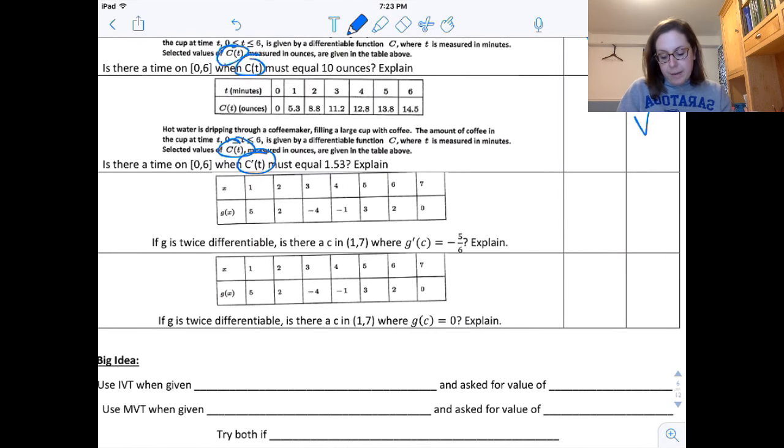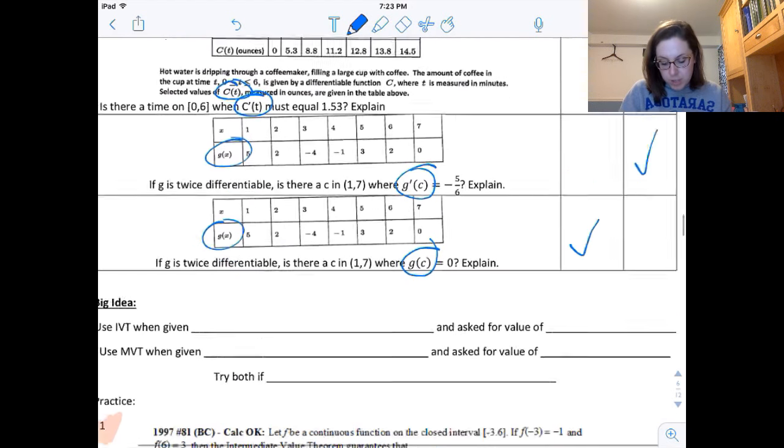Now on this one, I'm given G and I'm asked about G prime. So I see that I'm finding a rate of change, so differentiability, and that means we need MVT. Same thing here. So we're given G, we're asked about G, that's going to be IVT.